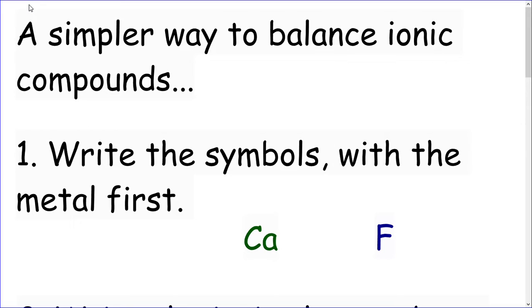So we're going to go through an example. We're going to use calcium and fluorine. So step one is to write the symbols, and we always place the metal first.